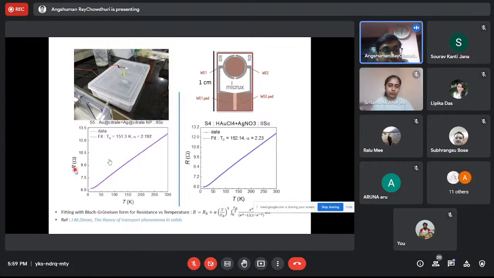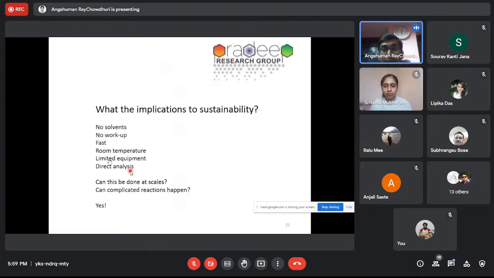We are plotting resistance versus temperature here, and we are expecting to see whether we can get high conductivity, and whether high temperature superconductivity is possible or not. We are checking in different materials.